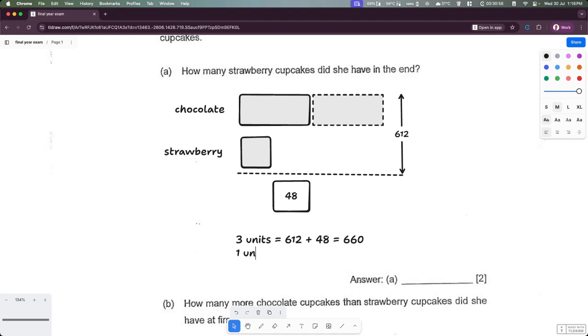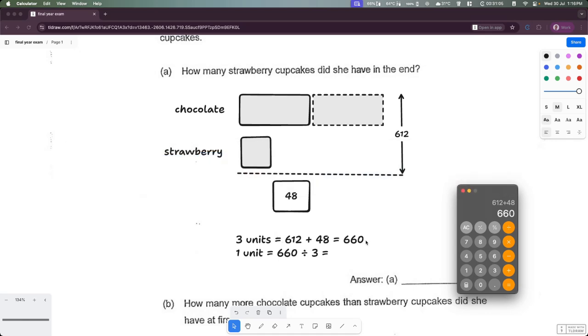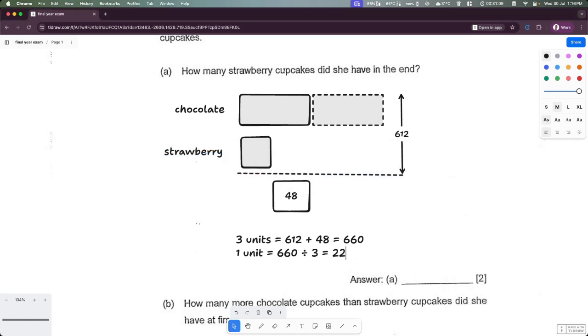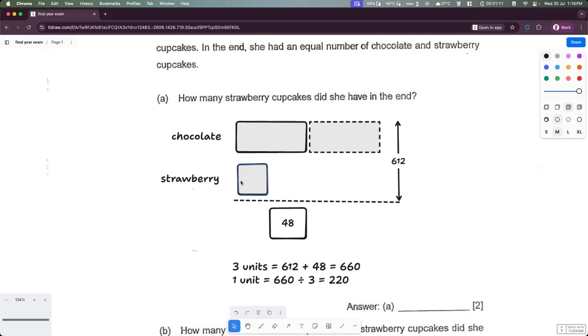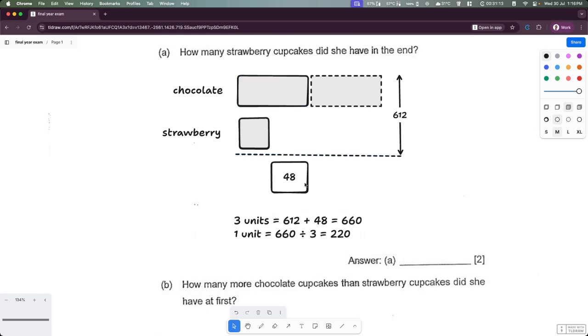So 1 unit is equal to 660, and then we divide it by 3 in this case. So this should be 220. Let's double check. We divide by 3, this will give us 220. And in this case, how many cupcakes should you have at first? So 1 unit is 20, right? In this case over here. So that means the answer to this is 220.